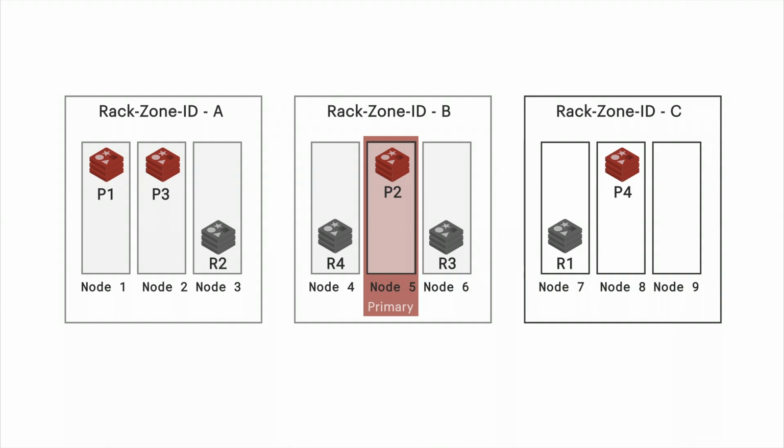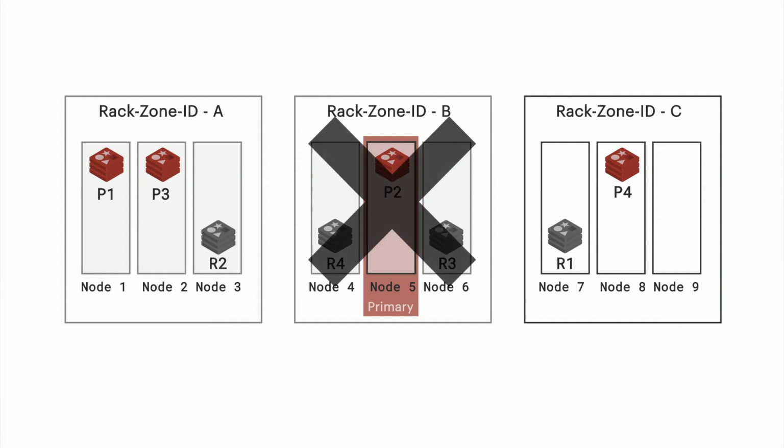Here's an example. We've got 4 primary databases and 4 replicas, and their shards are distributed across 3 different rack zones. Also notice that rack zone B contains the primary cluster manager in node 5. So let's say rack zone B goes down. We just lost nodes 4, 5, and 6, which includes the primary shard for database 2. Now the replica shard of database 2 in rack zone A becomes the new primary.